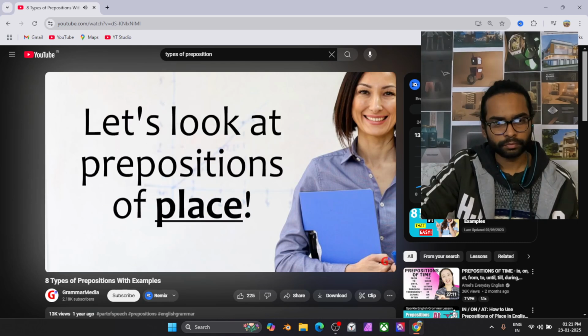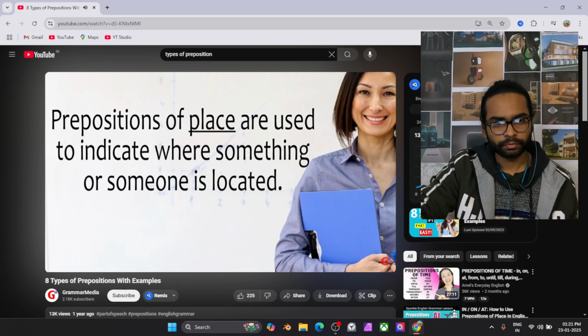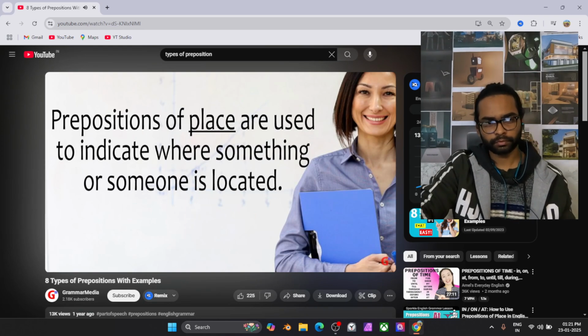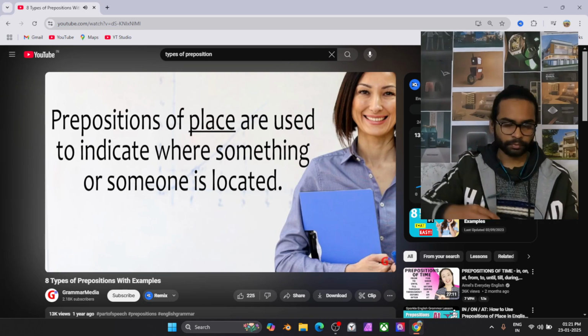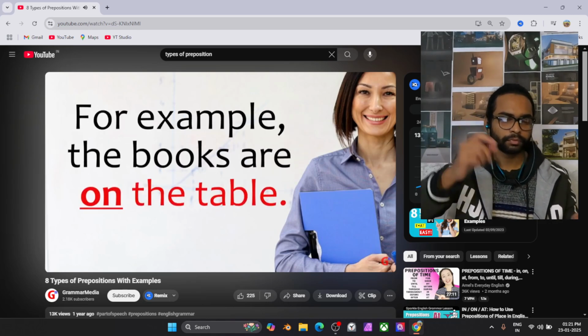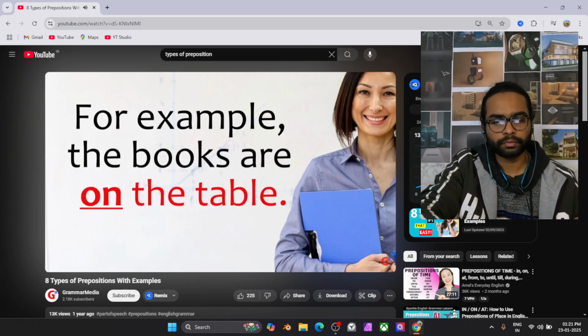Second, let's look at prepositions of place. We use prepositions of place to indicate where something or someone is located. For example, the books are on the table. Here the preposition on tells us where the books are located.